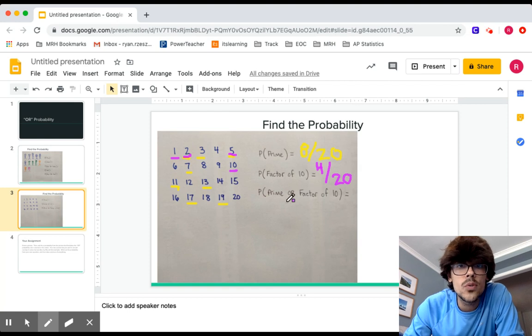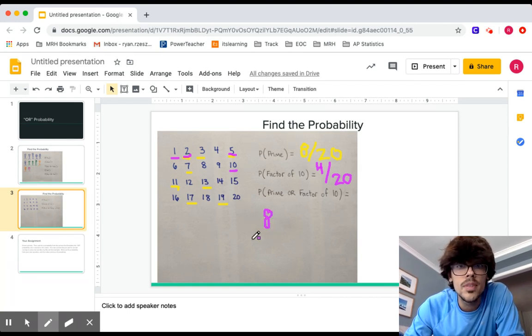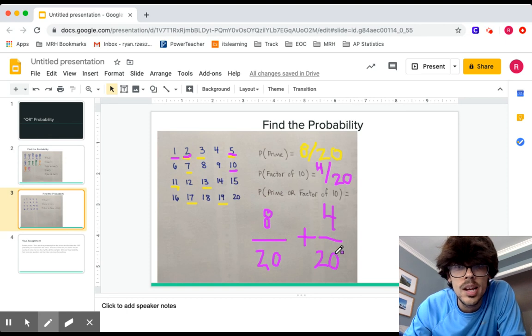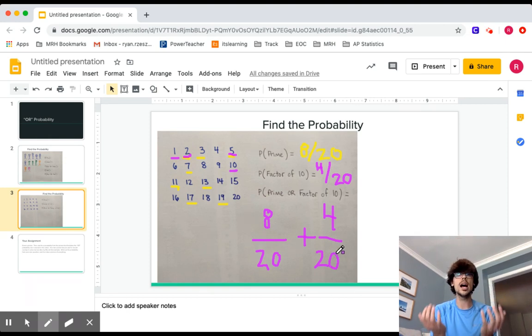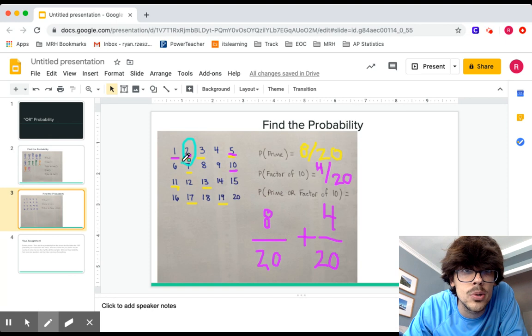So then I ask you for the big one, what's the probability you're prime or a factor of 10? Well, the probability for prime is 8 out of 20. So that means you add a factor of 10. Factor of 10 is 4 out of 20. But anytime you add two probabilities together, you have to ask yourself, did I double count anything? Are there any things that got counted for yellow and for purple? And it turns out, yes, I double counted the number 2.